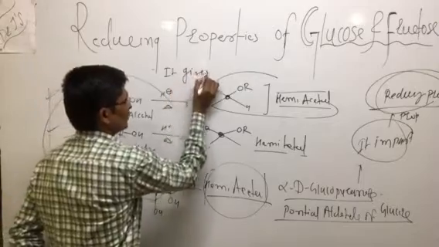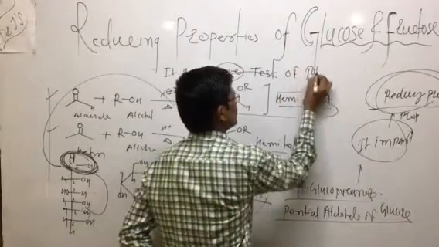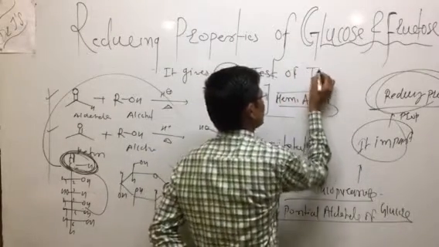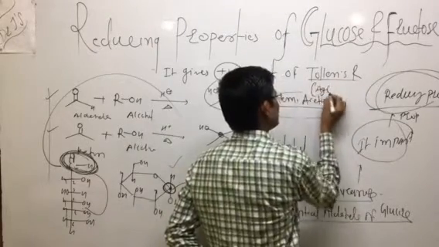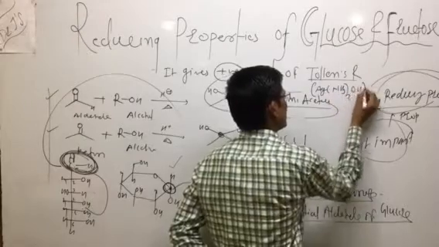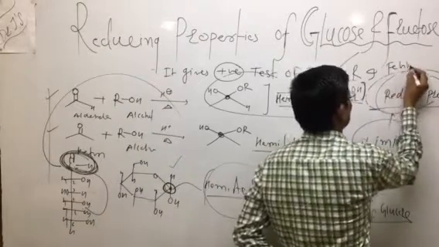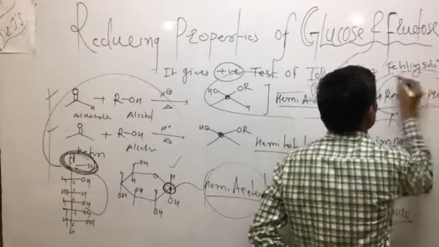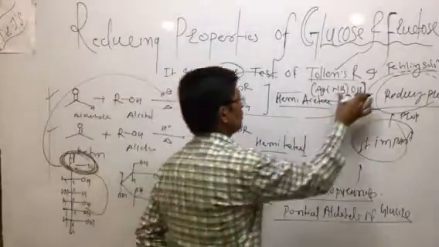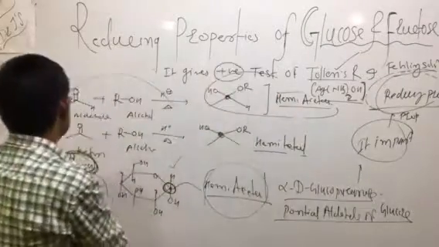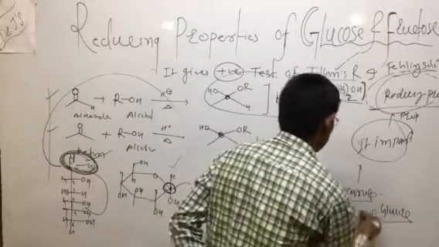gives a positive test with Tollens reagent, that is nothing but what, NH3 taken twice OH, and it also gives a positive test with Fehling's solution. Both tests it gives positive. This is due to the presence of alpha D glucopyranose, which is the potentially aldehyde group.